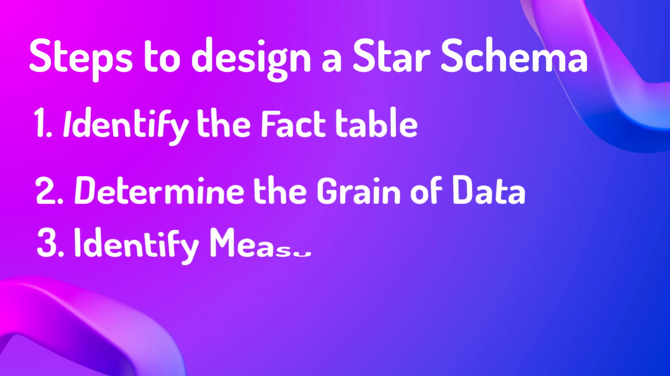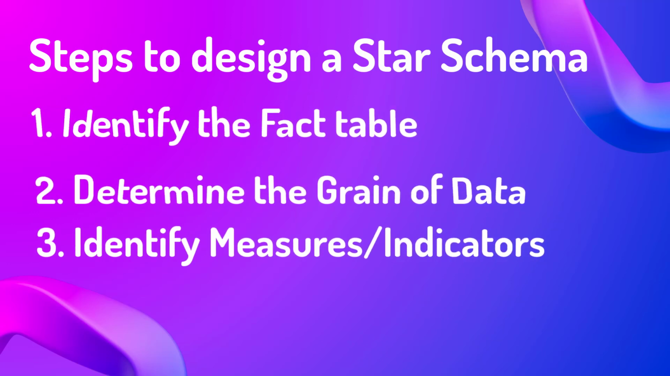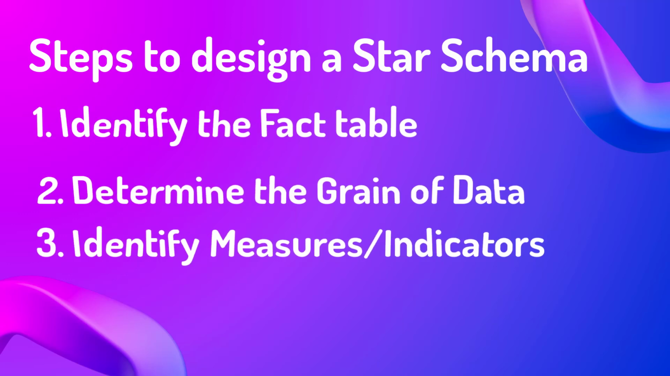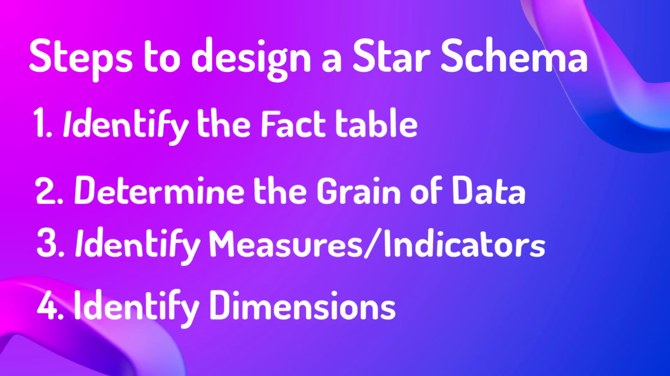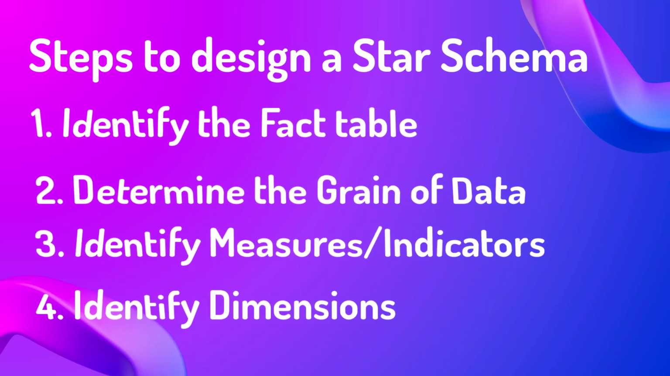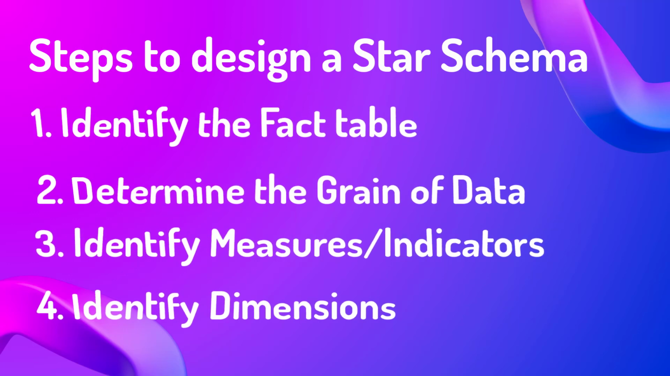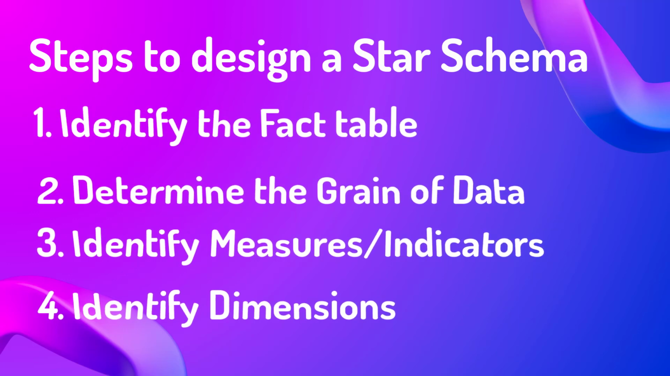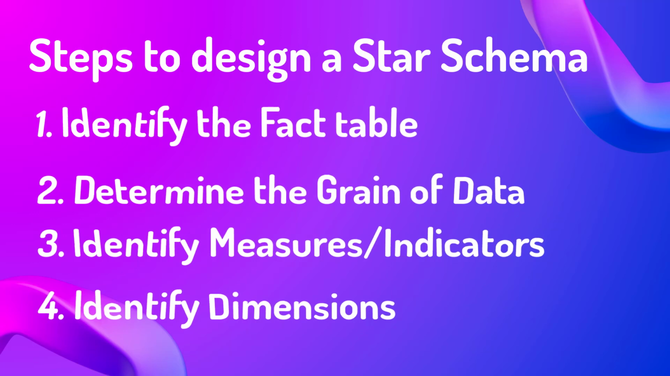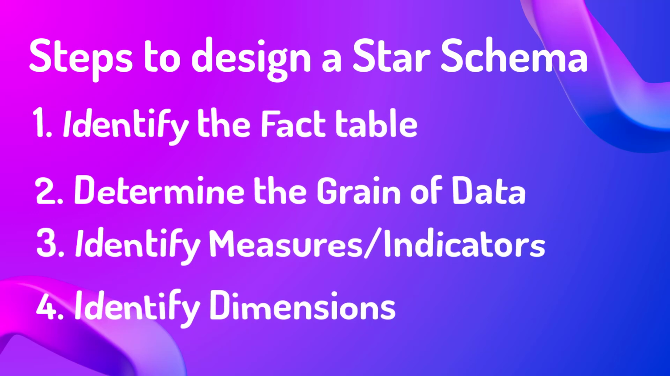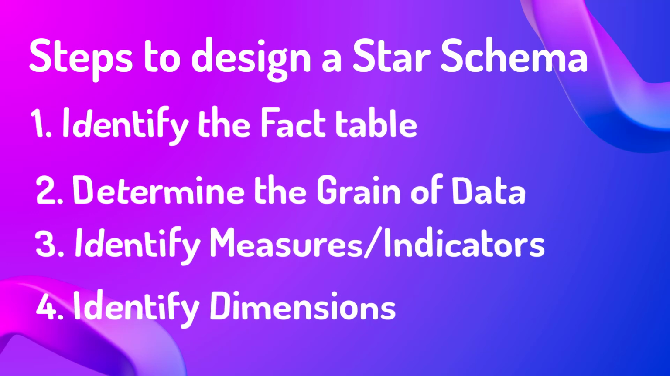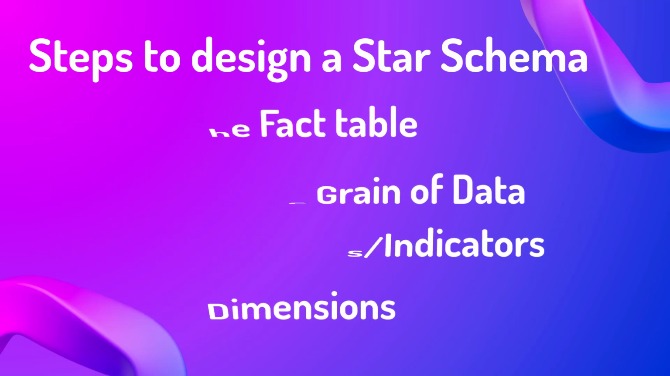Thirdly, identify the measures or indicators. Measures are the numerical data that you'll want to analyze, such as the sales amount, quantity sold, or profit. And last but not least, identify the dimensions. As we already learned, the dimensions provide the descriptive context for the measures in the fact table. We can also identify the dimensions by nouns, as they represent entities or objects in the business process. Some common dimensions include the date, the product, customer, store.